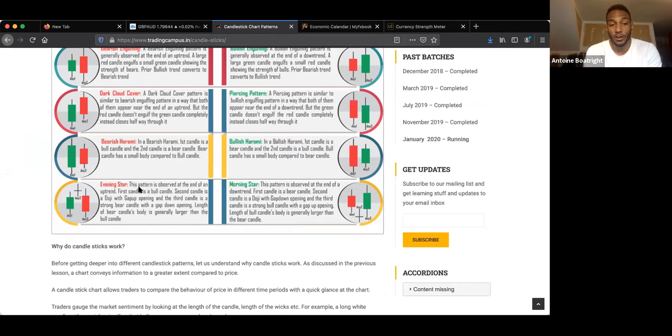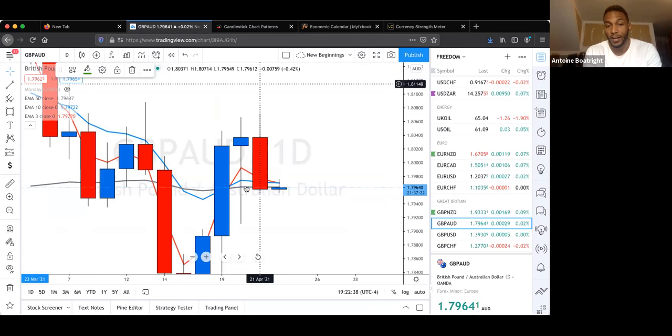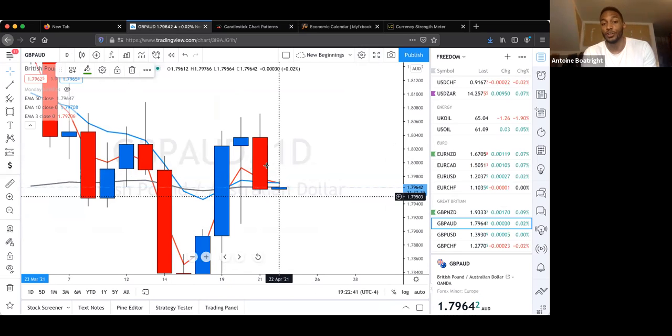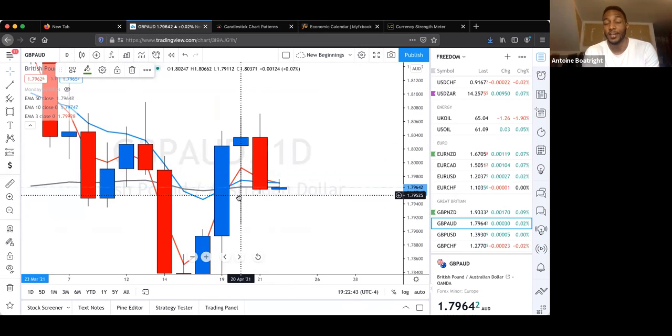So evening star, this pattern is observed at the end of an uptrend. First candle is a bull candle. Second candle is a doji with the gap up opening. The third candle is a strong bear candle with a gap down opening. Length of the bear candle's body is generally larger than the bull candle, right? Now, does this meet those requirements, guys? The answer is no, based off of definition.